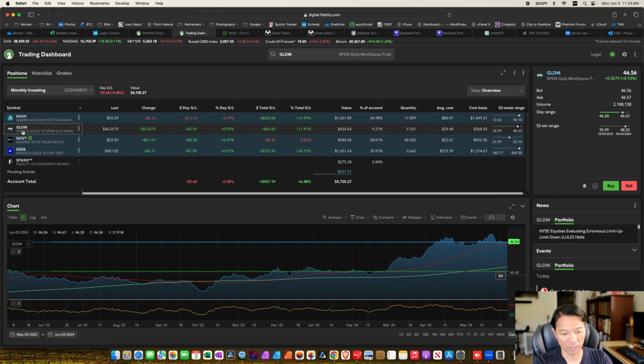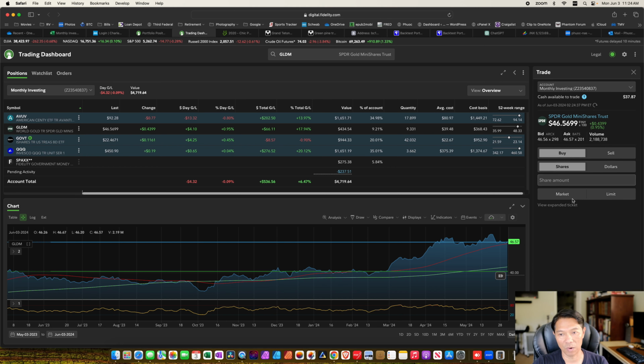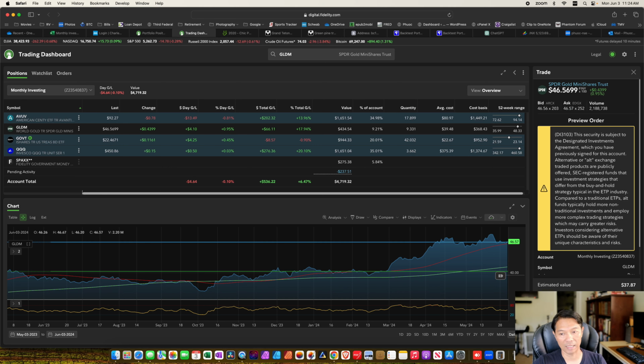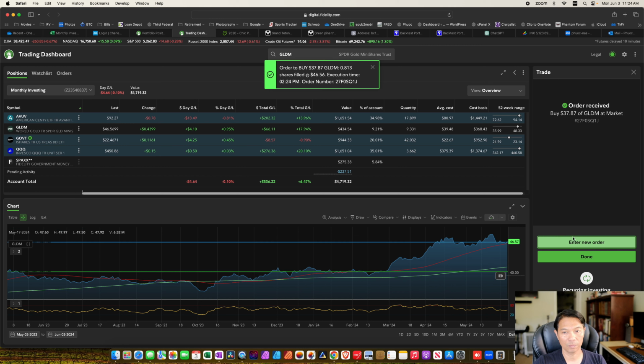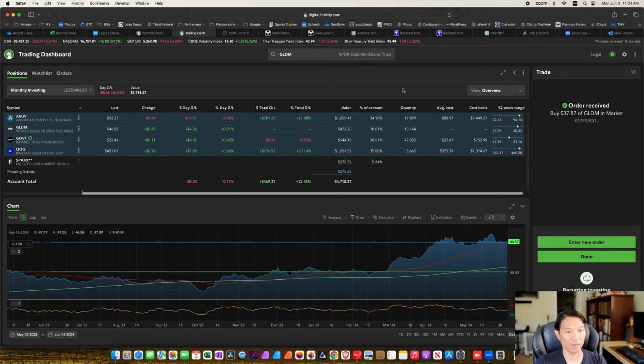I'm going to be a little bit more precise with this. I'm going to take my calculator out and just do the math here, to make sure that we get everything, because I don't want to have extra cash left over. It's not a huge deal, but I just don't like to have extra cash. So $37.87 is left. I'm going to buy, market, dollars, $37.87. Go ahead and preview the order. I'm going to get a warning for commodities, and I'm going to place the order and execute it. So now it is done.